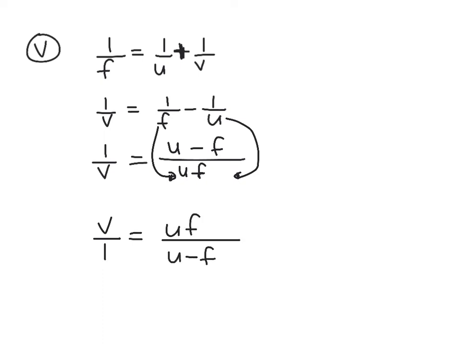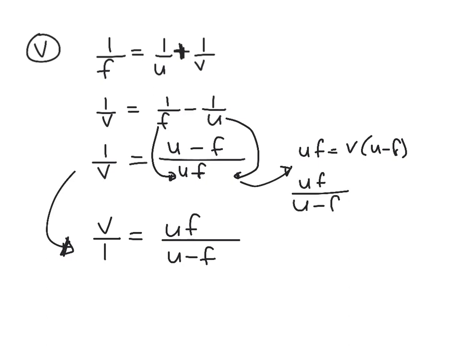f. Now if you don't like that, we can do that a little bit more slowly like this. We've got 1 over v here, so we can cross multiply and we get uf is equal to v times u minus f. So we could go directly that way, or we could go over here. And then if we divide through again, we get uf over u minus f is equal to v.